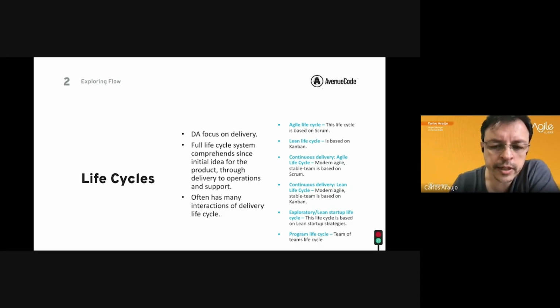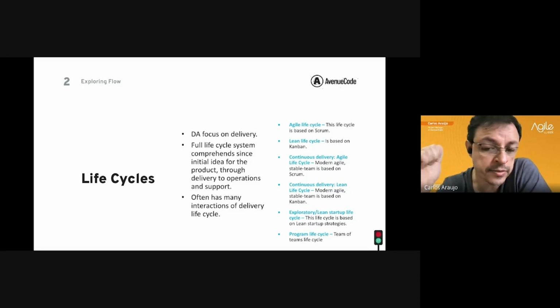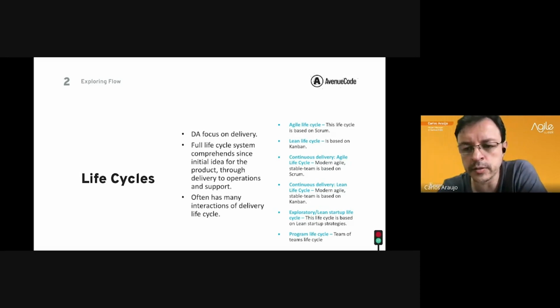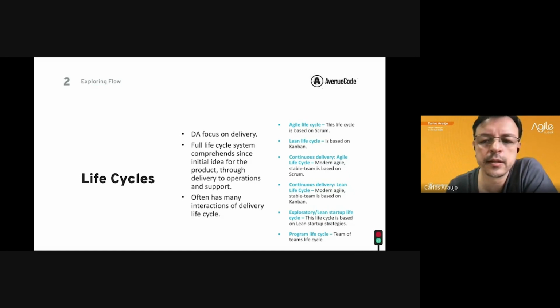We also have the exploratory Lean Startup life cycle, which is based on Lean Startup strategies. And we have the Program life cycle, Team of Teams or Scrum of Scrums, that we know in our day-to-day life.